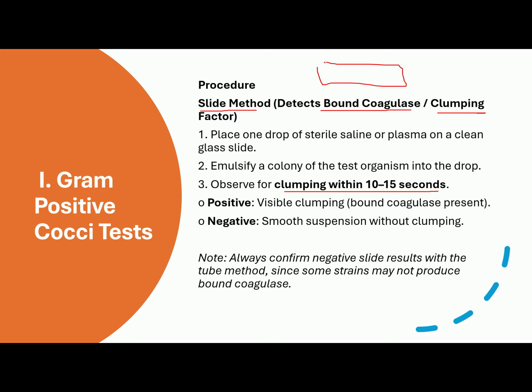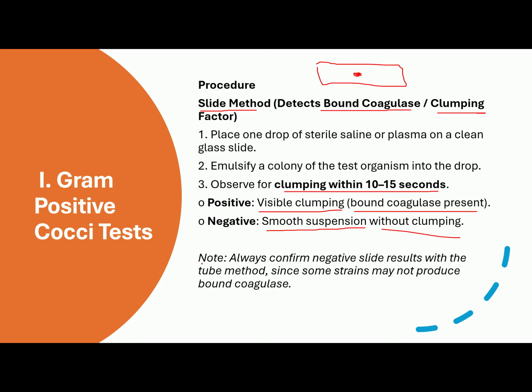So here's your slide. You add here first your plasma. Then you add your colony. Emulsify it, mix it with the plasma. Then observe for clumping within 10 to 15 seconds. It's positive if there would be visible clumping, meaning bound coagulase is present. Negative if there's a smooth suspension without clumping.